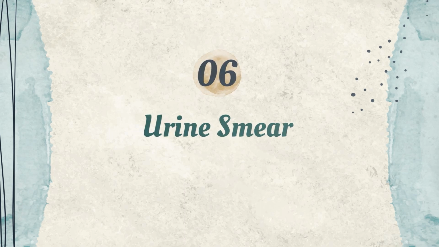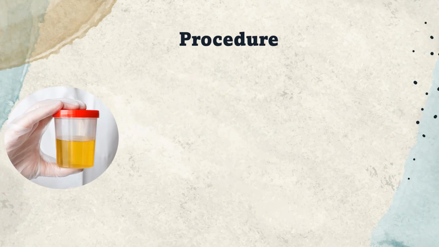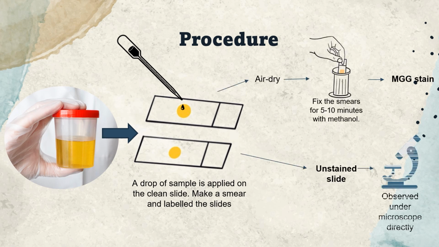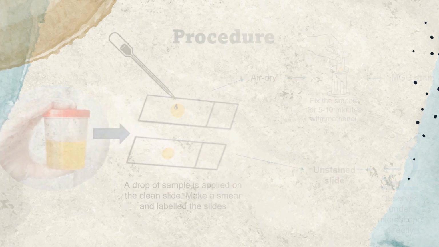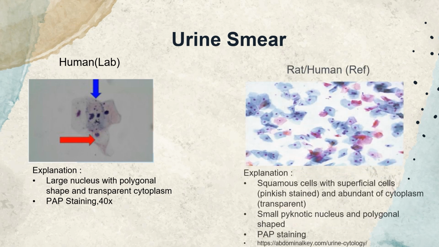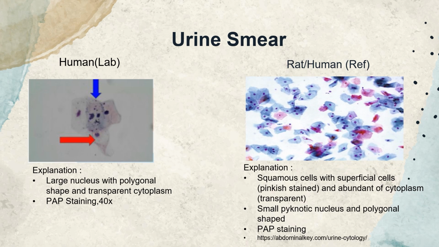Next is cytology of urine smear. These are the steps conducted in urine smear. With Pap stain, our urine smear shows polygonal-shaped epithelial cells with a large nucleus and transparent cytoplasm. While in the reference picture, it also shows the presence of polygonal-shaped squamous cells with a small pyknotic nucleus and abundant cytoplasm, with the addition of superficial cells.